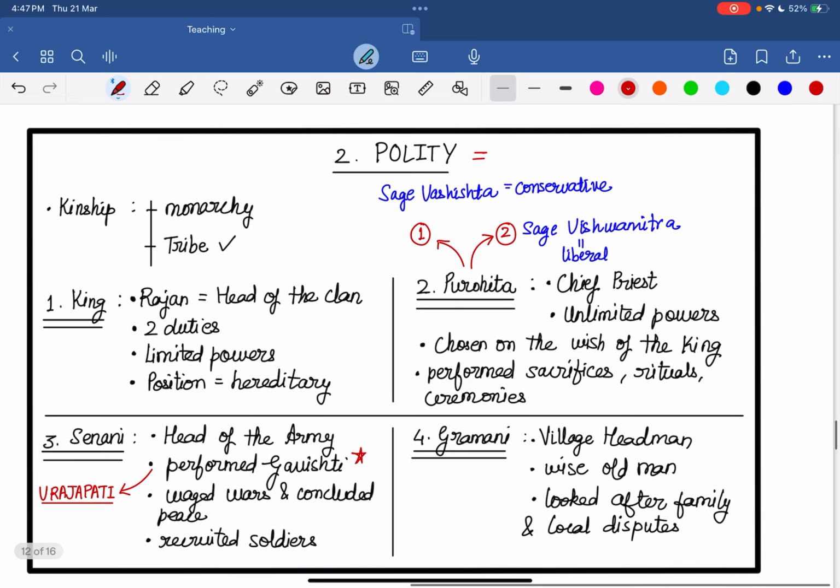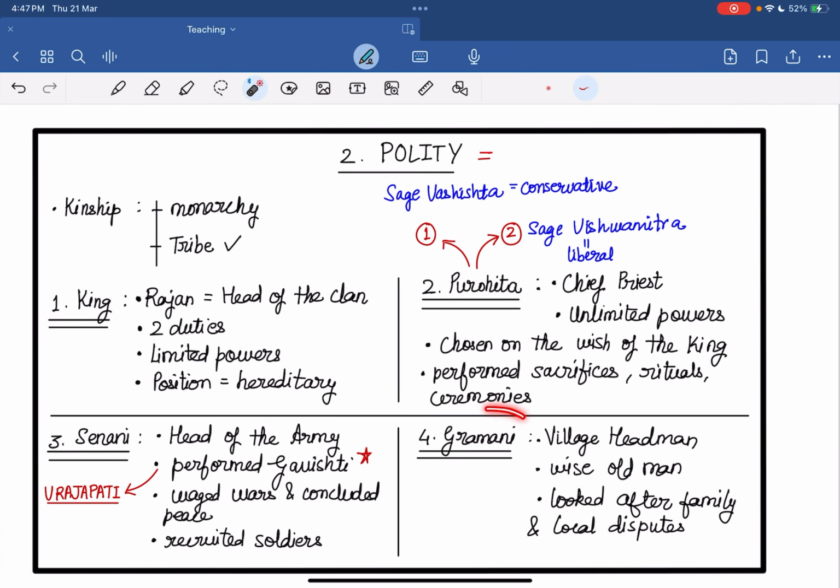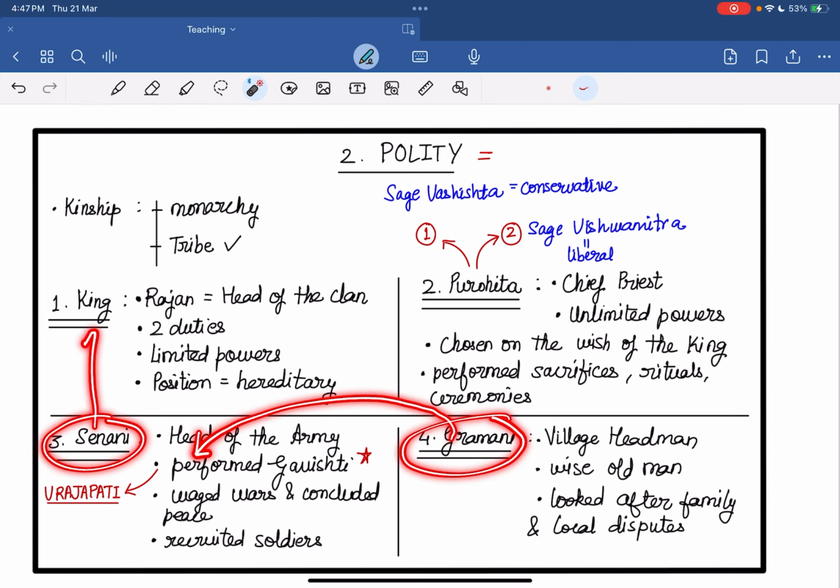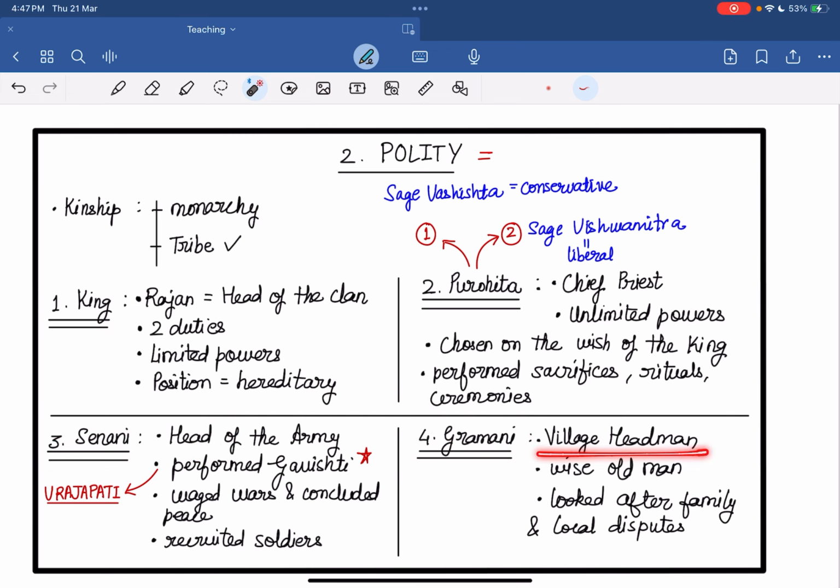Moving on to our 4th major key player, that happens to be Gramani. Who is Gramani? Gramani is the village headman. He's a wise old man and he looked after family and local disputes. Remember that the person from the clan came to the Gramani and told him, my cow has been missing. Because he is the village headman, the person thought that maybe Gramani could solve my issue. And it was the Gramani who took the issue to Senani, and Senani took the issue to Rajan. So the Gramani takes care of the local disputes in the village.